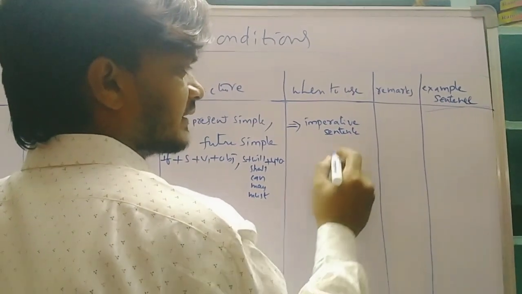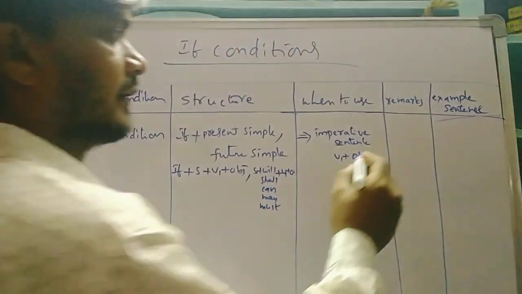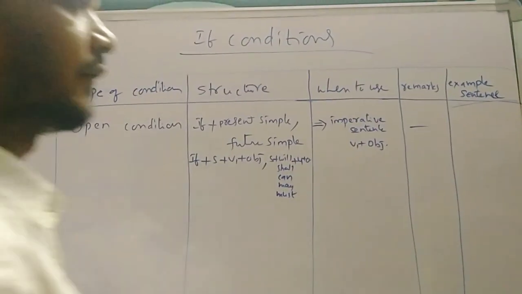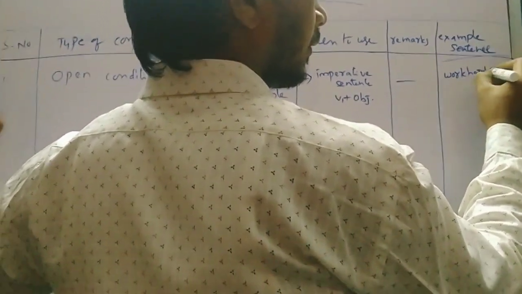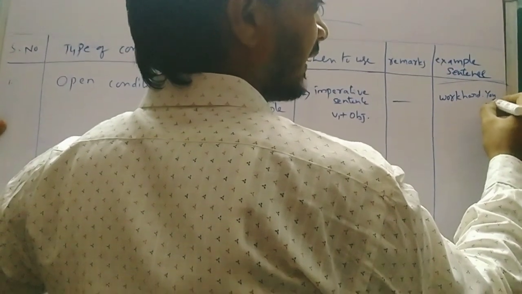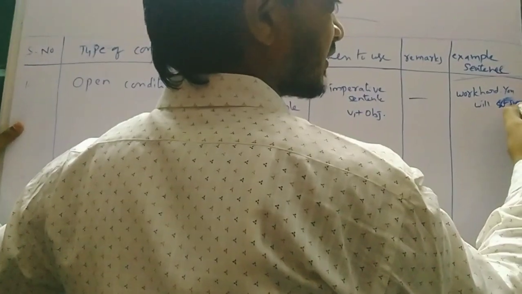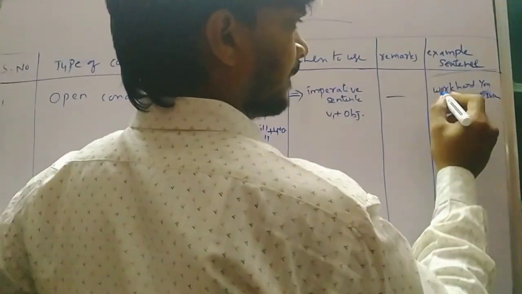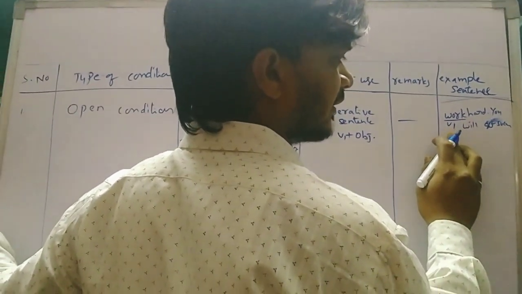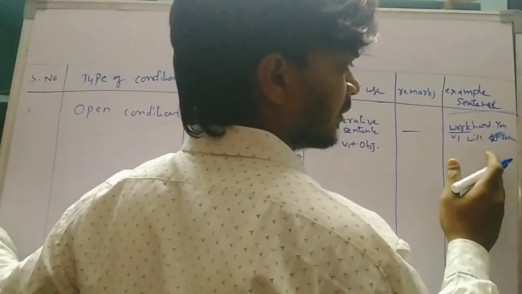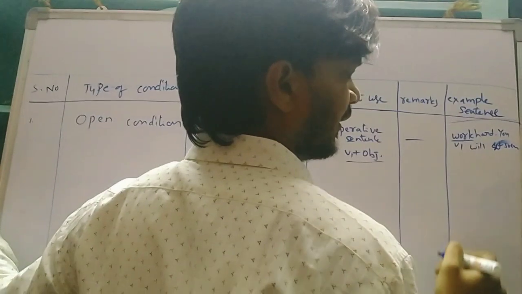So an imperative sentence is nothing but V1 plus object. Here there is no remark. For example, "Work hard, you will get success." If you see this example, "work hard" starts with work, V1 plus object. So any sentence that is V1 plus object is nothing but an imperative sentence.